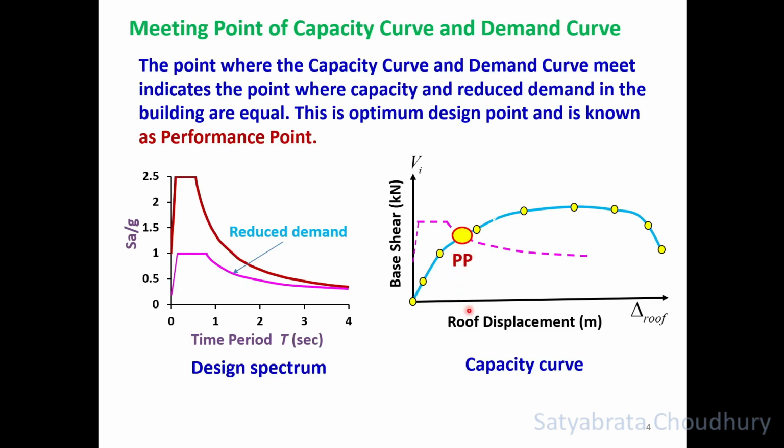Now the problem is the axis values are not the same in both the cases, the design diagram or design spectrum and the capacity curve. Here it is time period versus Sa/g. Here it is roof displacement versus base shear. So they are not identical, so this cannot be done directly. Let us see how we can convert this to a system where both the curves can be plotted on the same ordinate values.